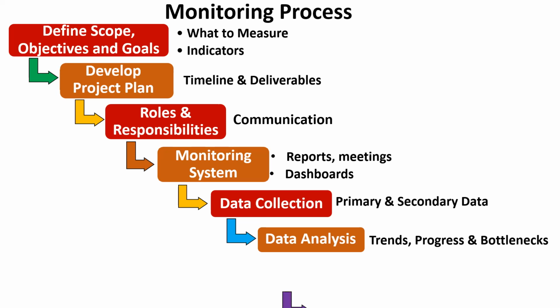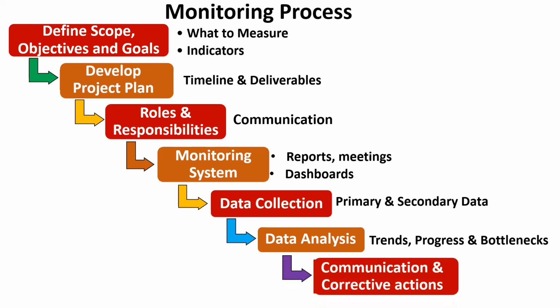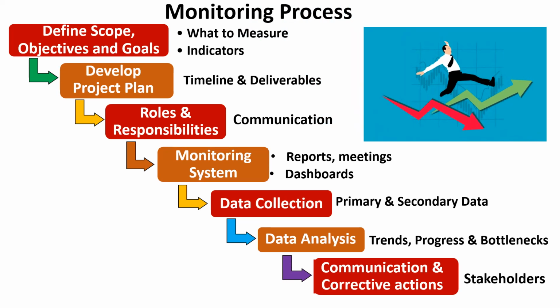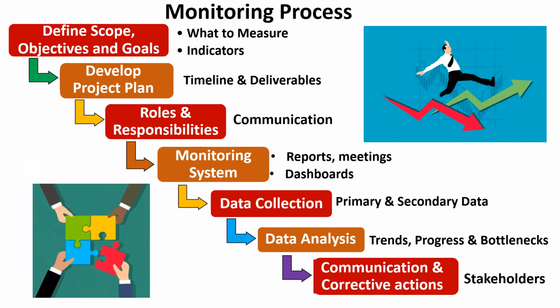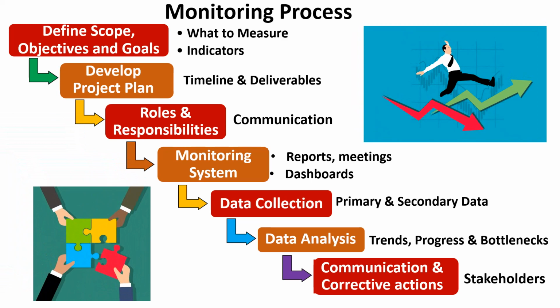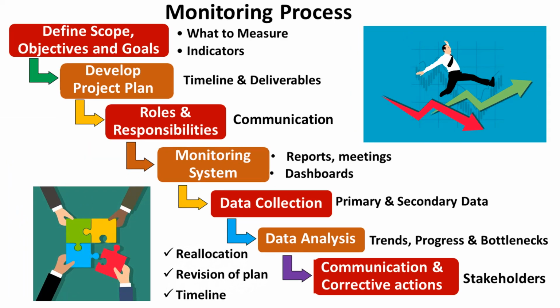Ultimately, based on the analysis, we need to communicate the progress of the project to stakeholders, including the team members. Also, we have to take corrective actions if the project is not progressing well. Corrective actions may include reallocation of resources, revising the project plan, adjusting the timelines, and correcting other bottlenecks. This should help the project get on track.